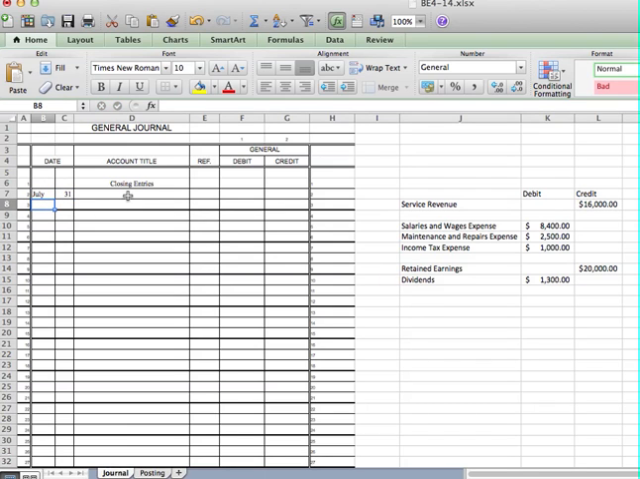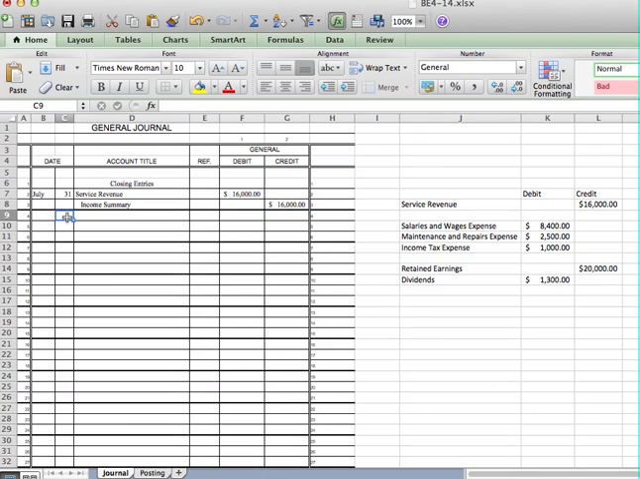Our first closing entry is to close revenue into income summary. Revenue has a credit balance of $16,000, so we will debit it to close it. And we credit income summary. Remember to indent the credits.